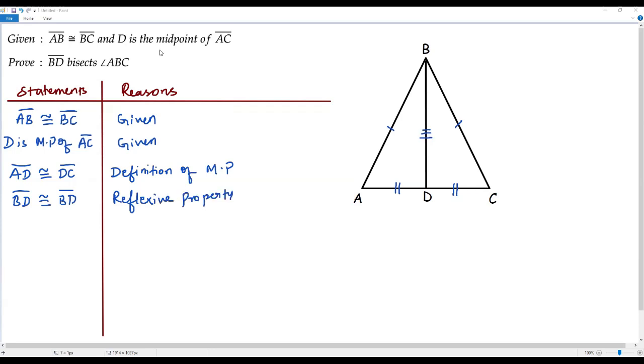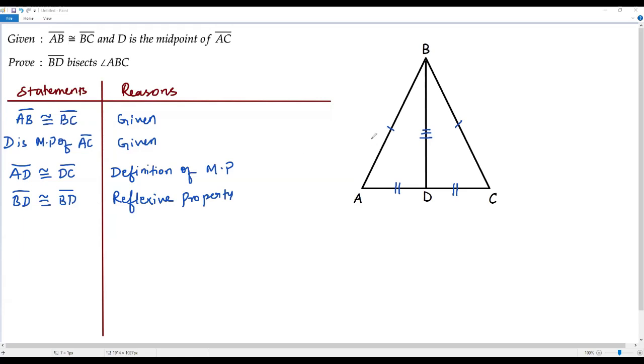Reflexive property. Actually, reflexive property says an angle measure is congruent to itself, and also a line segment is congruent to itself. That is, the measure of an angle is equal to the measure of the same angle, and also the length of a line segment is equal to the length of the same line segment. This is what is said by reflexive property. So by reflexive property, we can say that the line segment BD is congruent to itself. That is, BD is congruent to BD.